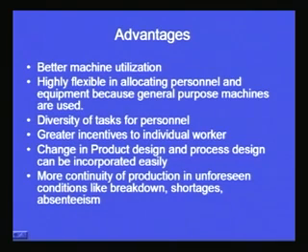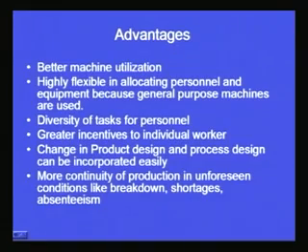General purpose machines make this type of layout very flexible. So it is highly flexible in allocating personnel and equipment, because general purpose machines are used. Then diversity of tasks for personnel. A person is not working on one particular product. Within the section he may have to process different types of products, so monotony may not be there. So diversity of tasks for personnel leads to a high level of morale among the employees. Then greater incentives to individual workers. So individual workers are better rewarded in a process type of layout.